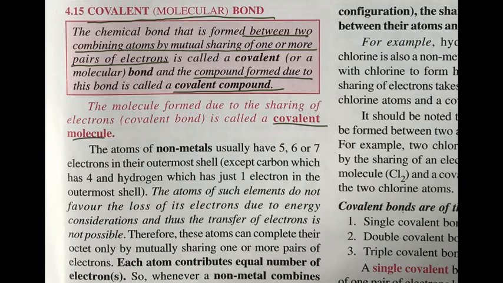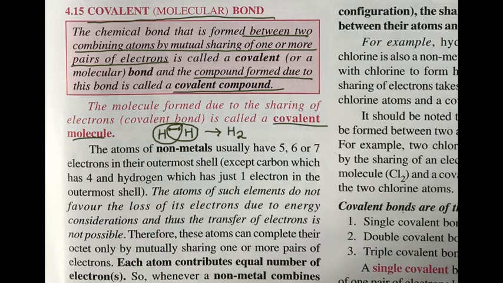For example, take hydrogen, which has one electron in its outermost orbit. It will share that one electron with another hydrogen. So now this hydrogen has a duplet configuration, and this hydrogen also has a duplet configuration, and it will form one molecule of hydrogen. So hydrogen is a covalent molecule.